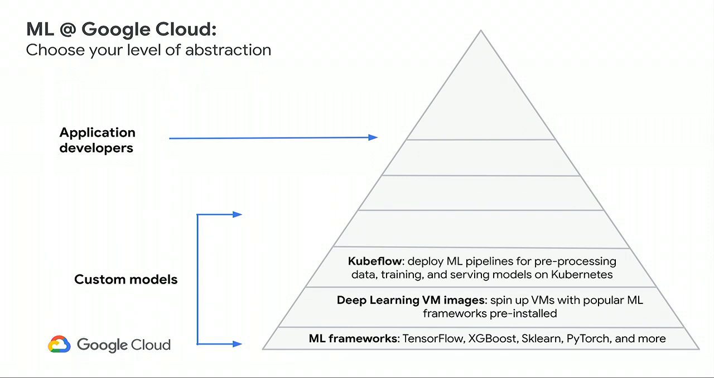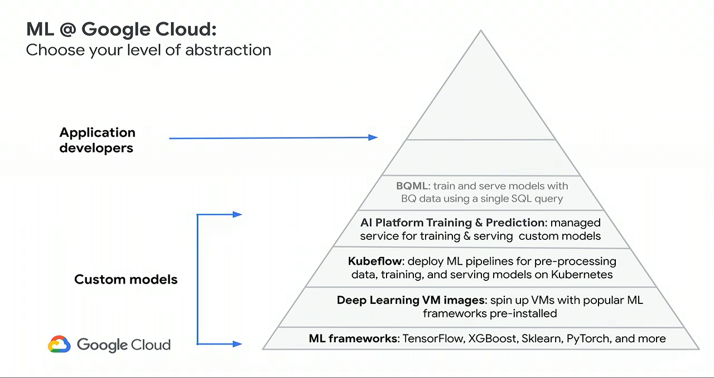Next up, we have Kubeflow, which is an open source project created by Google that lets you deploy machine learning pipelines on Kubernetes containers. And Kubeflow has this concept of components, so you can break your pipeline up into individual components for pre-processing data, training, and serving. Then we have Cloud AI Platform's training and prediction services, which abstracts away some of the manual work around scaling up training and prediction and allows you to have a managed service to take care of that for you.